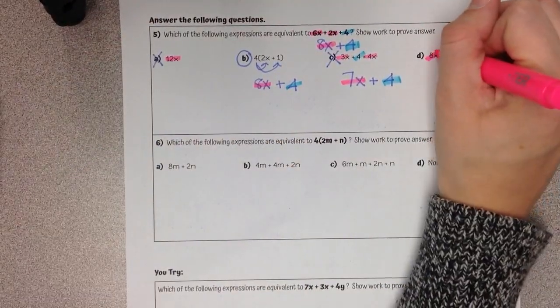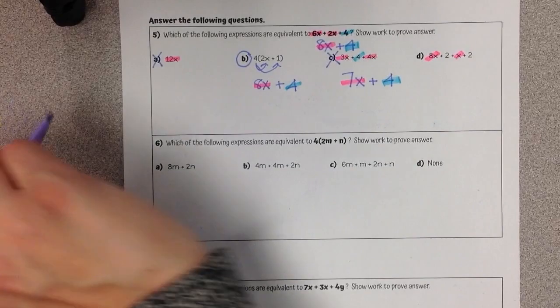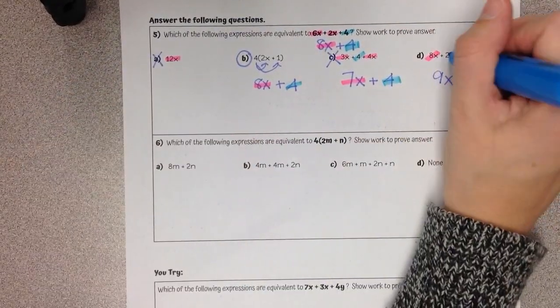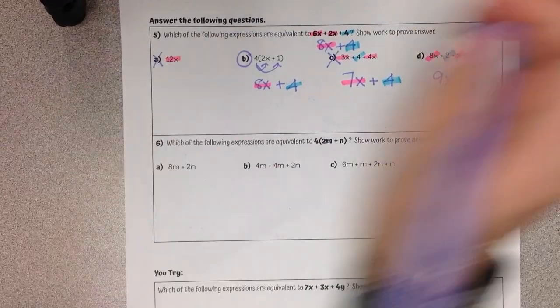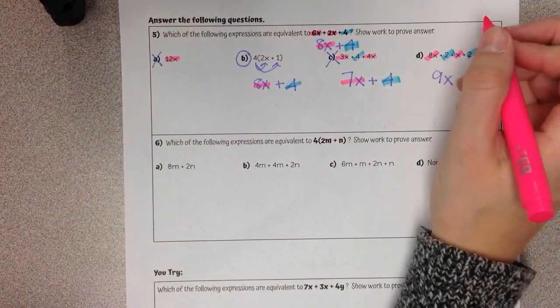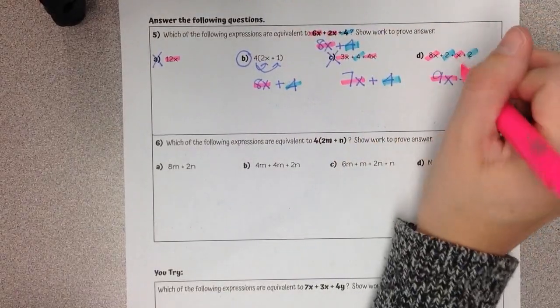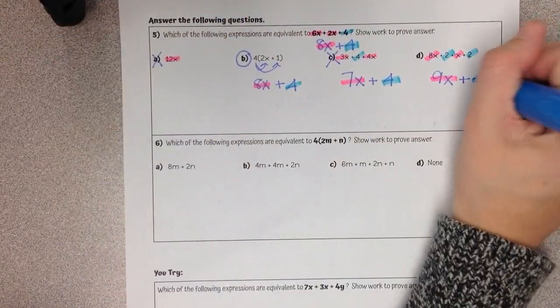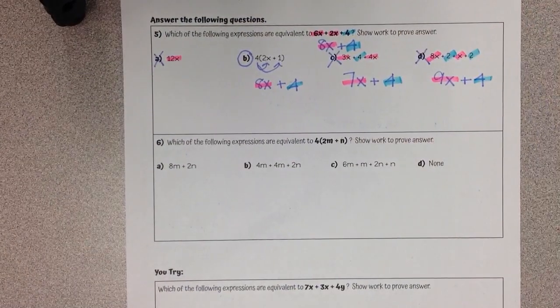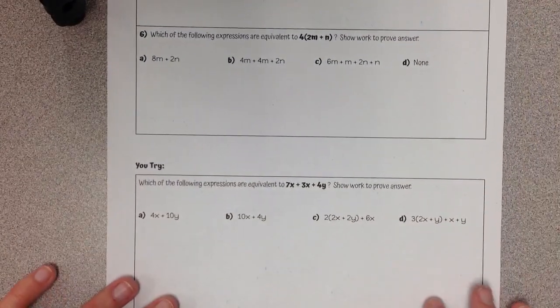Over here, let's combine our like terms. I've got 8 x's, and I've got another x, which makes a total of 9 x's, and then I have 2 and 2, which makes 4. If we compare, that has 8x, this has 9x, so even though they both have 4, they have different x values, so they are not equal. Let's do one more before the you try.